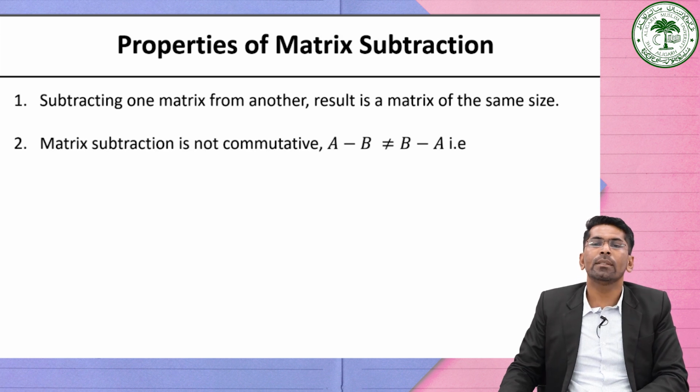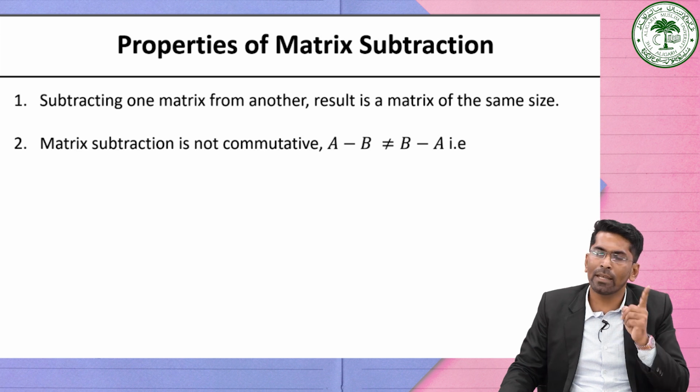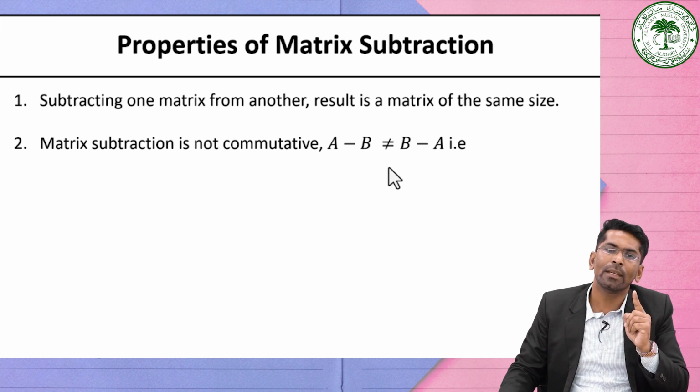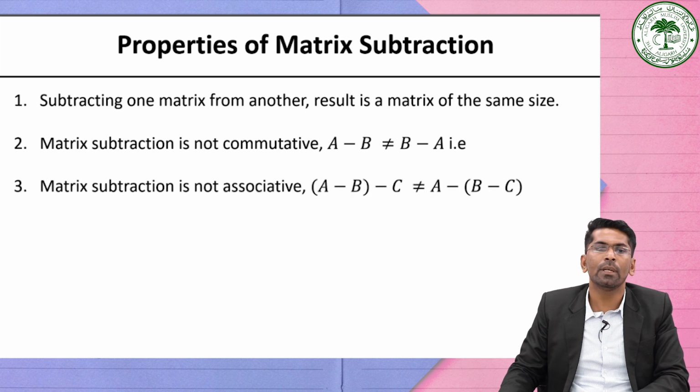The second one: matrix subtraction is not commutative. Matrix addition was commutative, but matrix subtraction is not, which means the order of subtraction matters. A minus B is not equal to B minus A. So we can say that matrix subtraction is not commutative.